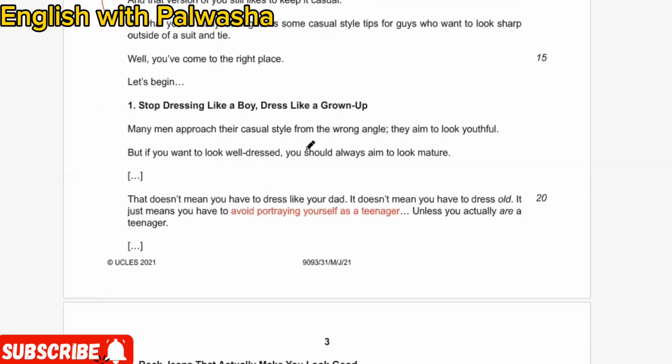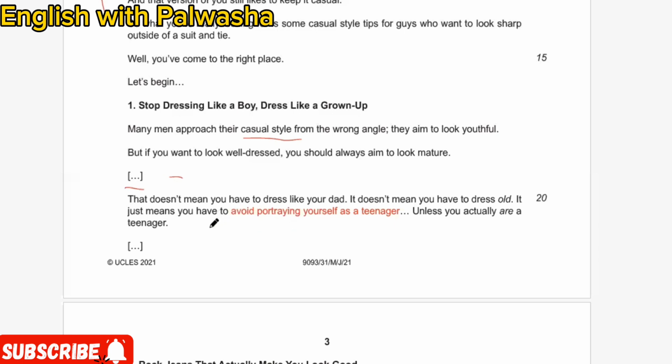"Many men approach their casual style from the wrong angle. They aim to look youthful." So, short sentences, better vocabulary, and the meaning is clearly given as well. "But if you want to look well dressed, you should always aim to look mature." And there are some places where it's an open-ended sentence where we need to think.